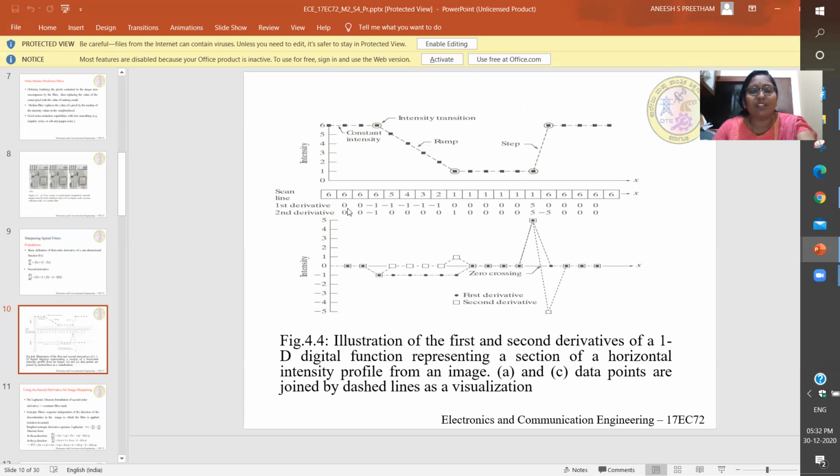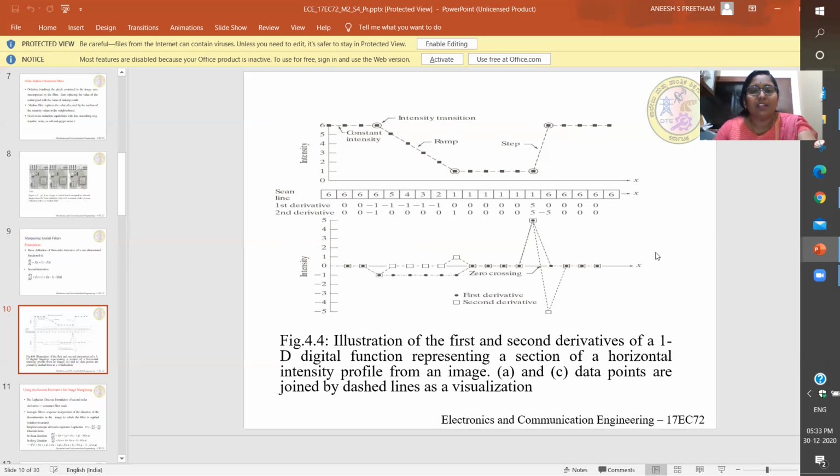So that is what the resultant will be equal to 0. Similarly, if this is the f of x, so 6 minus 6 is equal to 0. And like this, 5 minus 6 is equal to minus 1, and 4 minus 5 is equal to minus 1. So these are the resultants of the first derivative.